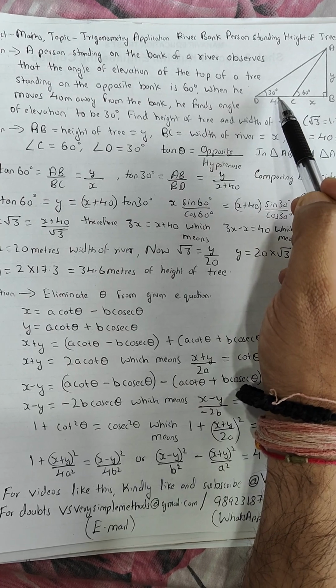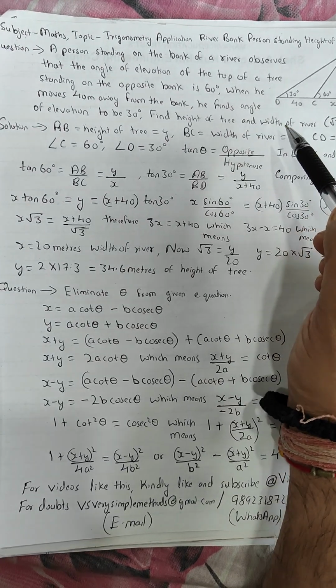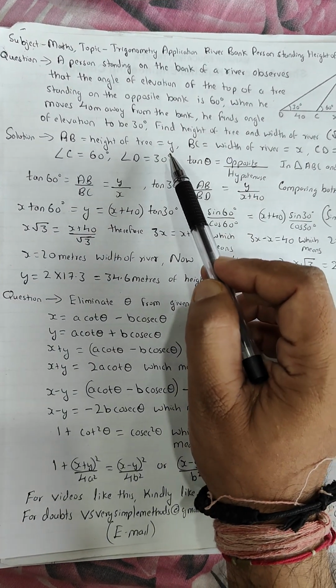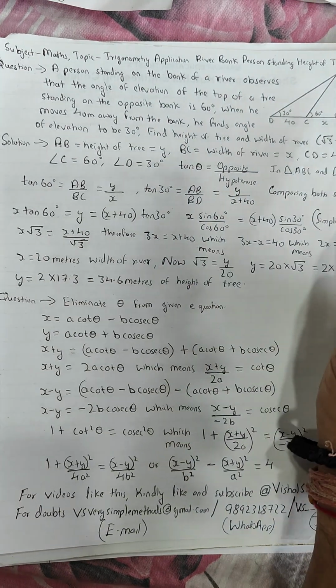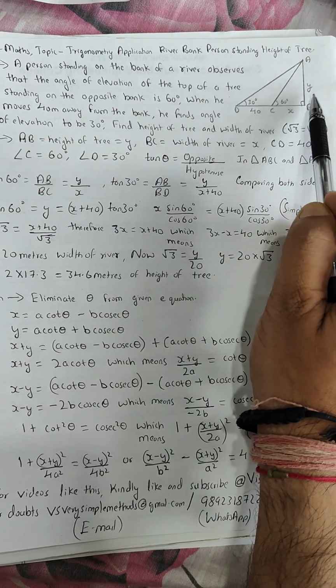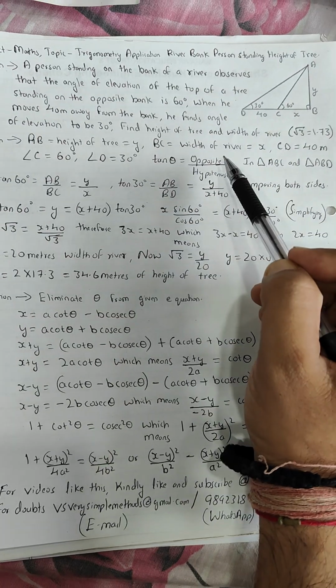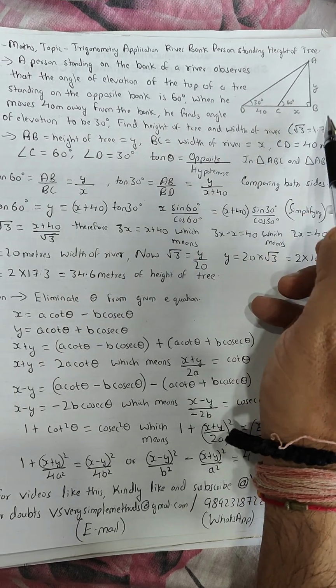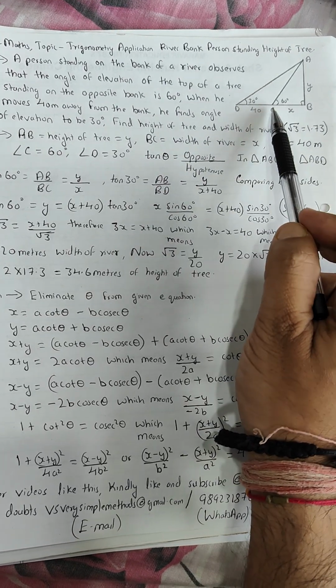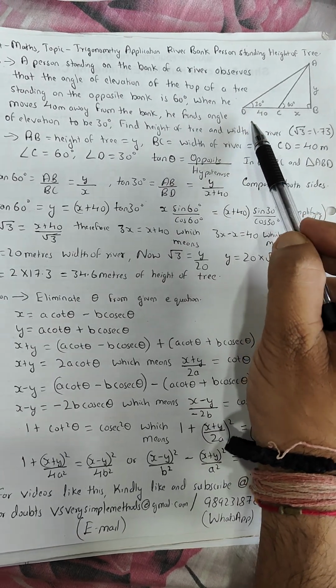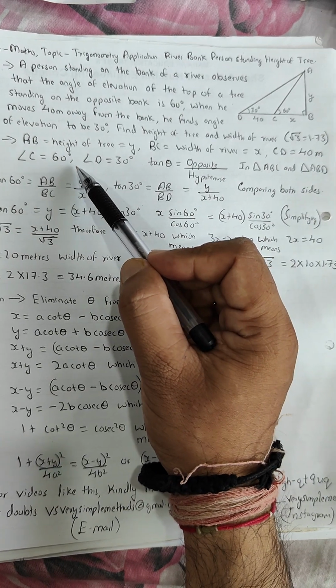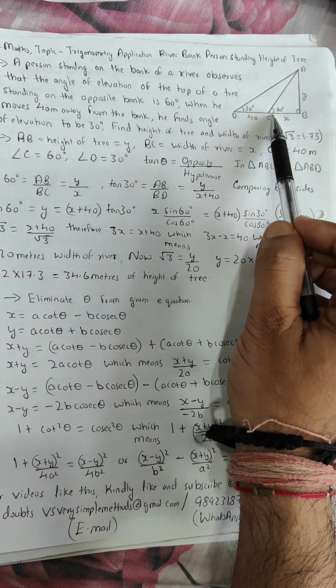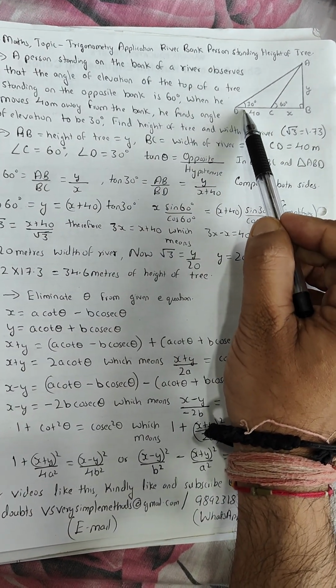Now what we have over here is AB is the height of the tree, which is y. BC is the width of the river, that is x. BC is x, AB is y. CD is 40 meters. The distance CD is 40 meters. Now angle C equals 60 degrees. Angle C is 60 degrees and angle D is 30 degrees.